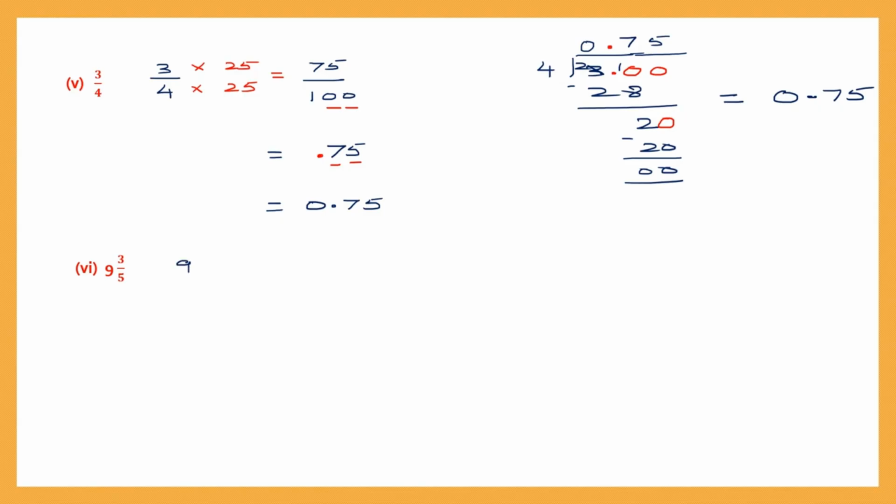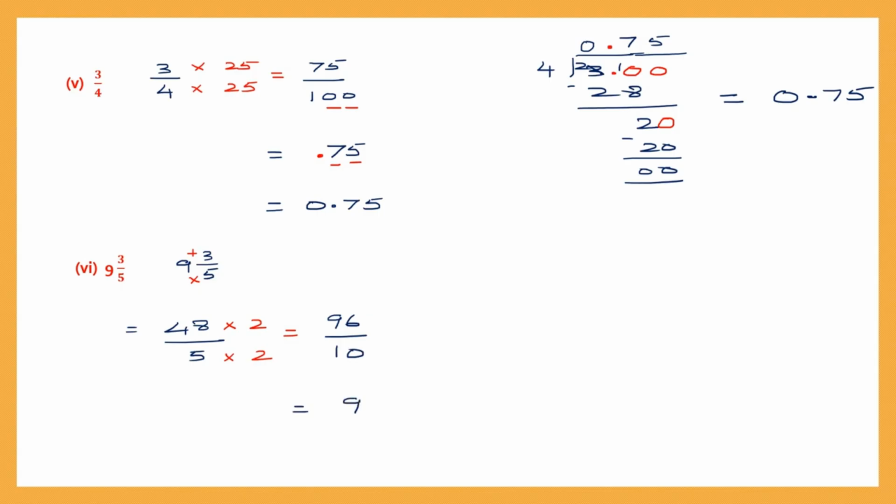So let's write that down. 9 3 by 5. First step is let's convert. 5 9s are 45 plus 3 is 48. So here what do we have? 48 by 5. So here again, like we did in the previous question, we can convert this to a denominator that is 10 or a higher power of 10. So 5 2s are 10, isn't it? So let's multiply 48 also by 2. 48 into 2 is 96 and 5 into 2 is 10. So we have 96 by 10.